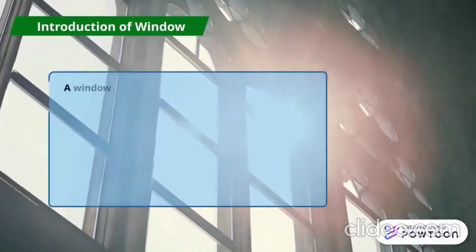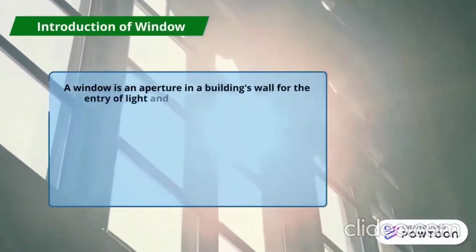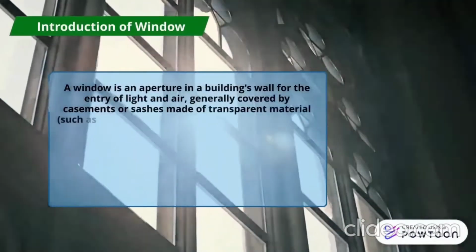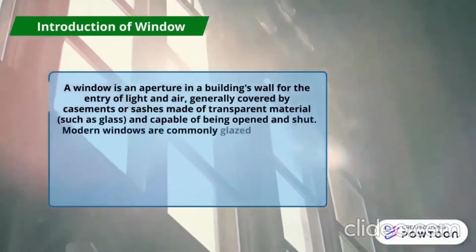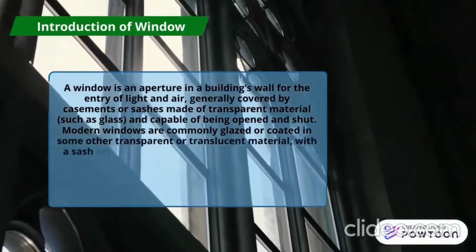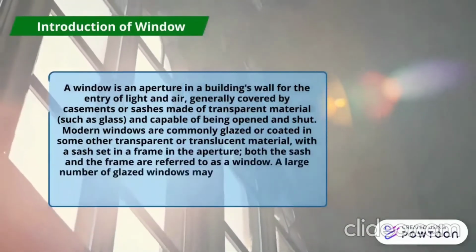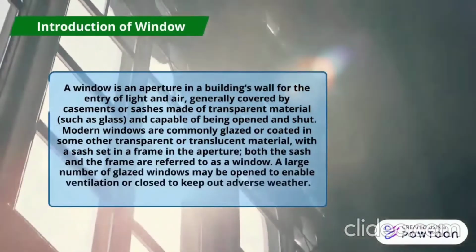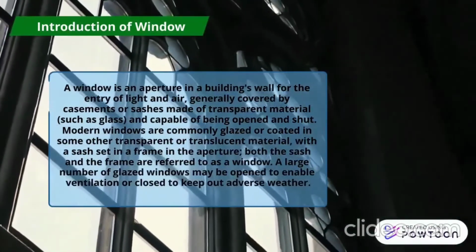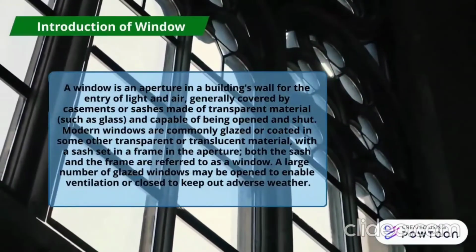Introduction of window. A window is an aperture in a building's wall for the entry of light and air, generally covered by casements or sashes made of transparent material, such as glass, and capable of being opened and shut. Modern windows are commonly glazed or coated in some other transparent or translucent material, with a sash set in a frame in the aperture. Both the sash and the frame are referred to as a window. A large number of glazed windows may be opened to enable ventilation or closed to keep out adverse weather.